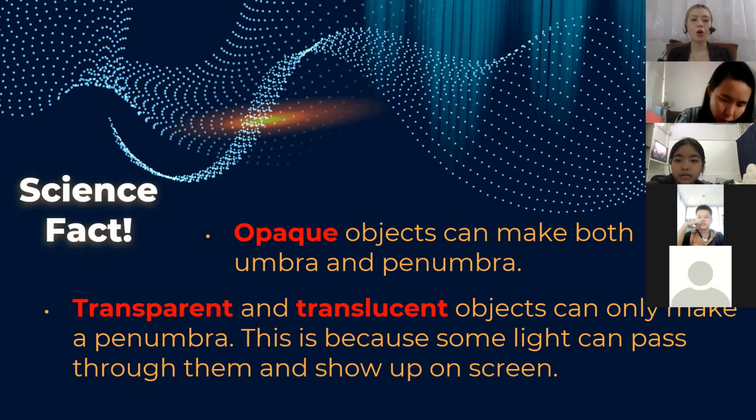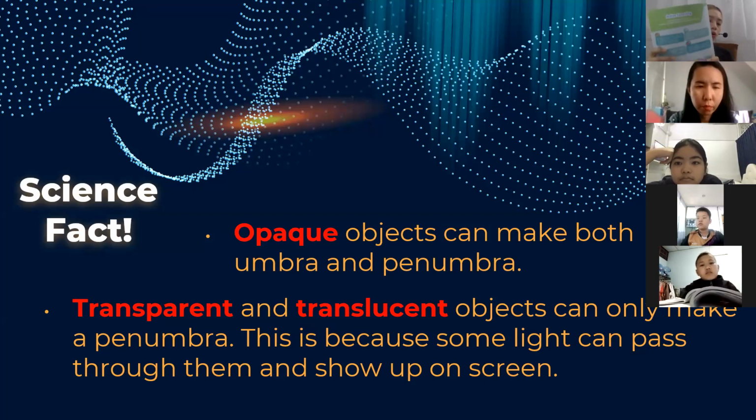Now, opaque objects can make both umbra and penumbra. Transparent and translucent objects can only make a penumbra. This is because some light can pass through them and show up on the screen. Again, class, when we say opaque objects, this does not allow light to pass through. An example of an opaque object is a book.